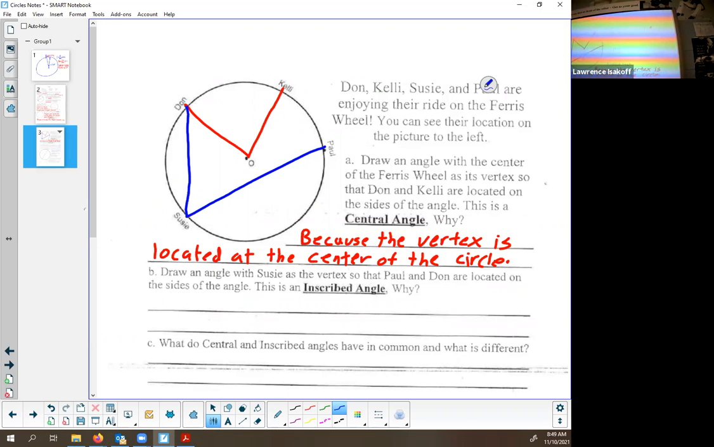So why is this an inscribed angle? Because the vertex is on the, I like how you added the word edge in there. I'm going to include that as well, on the edge of the circle.